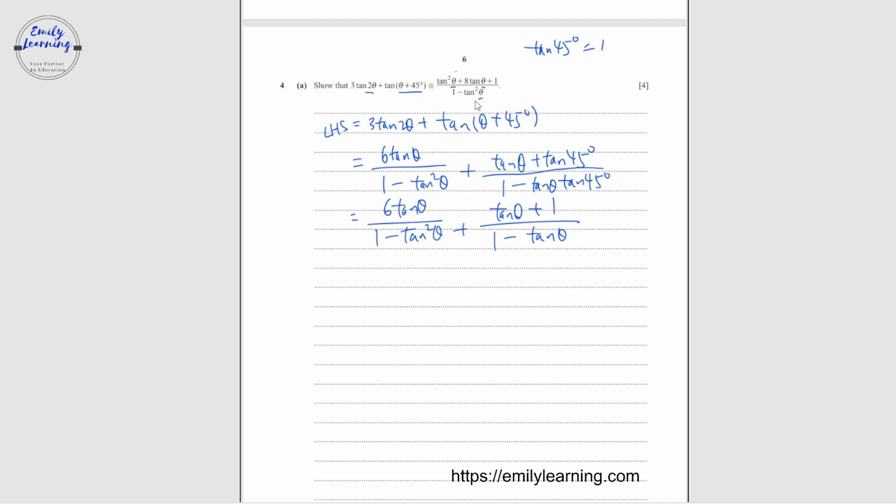So now I only have a single fraction, right? In other words, I need to combine these into a single fraction. I know that 1 minus tangent squared theta can be factorized into 1 plus tangent theta times 1 minus tangent theta. Recall, a squared minus b squared equals a plus b times a minus b. So a is your 1, b is your tangent theta. So why do I want this? It's because I want the denominator to become 1 minus tangent squared theta. I already have the 1 minus tangent theta, so I just need to multiply this fraction by 1 plus tangent theta over 1 plus tangent theta.